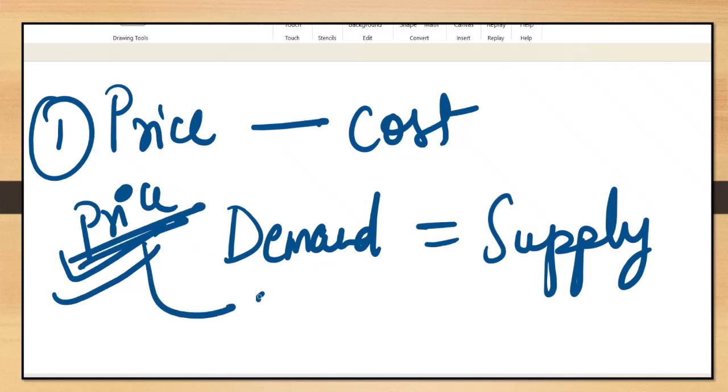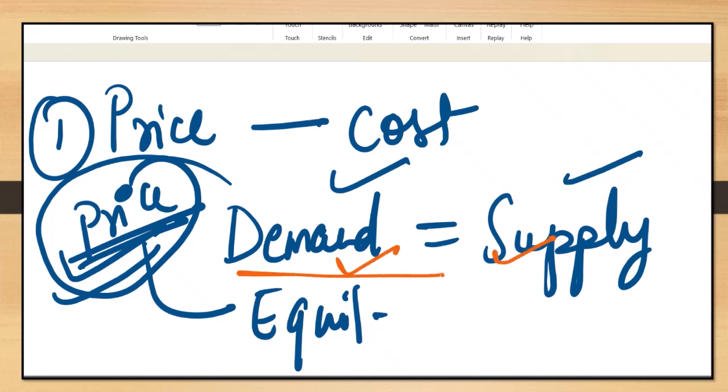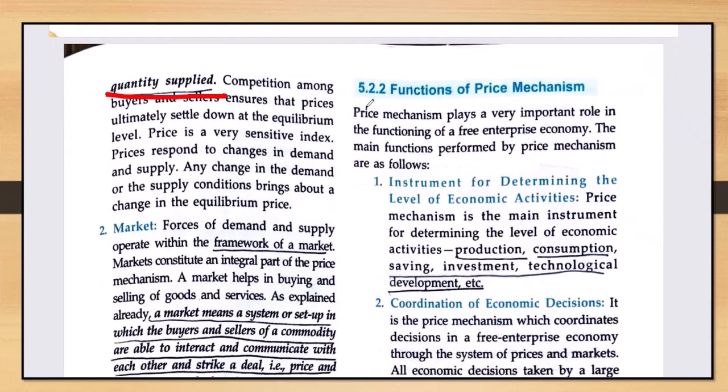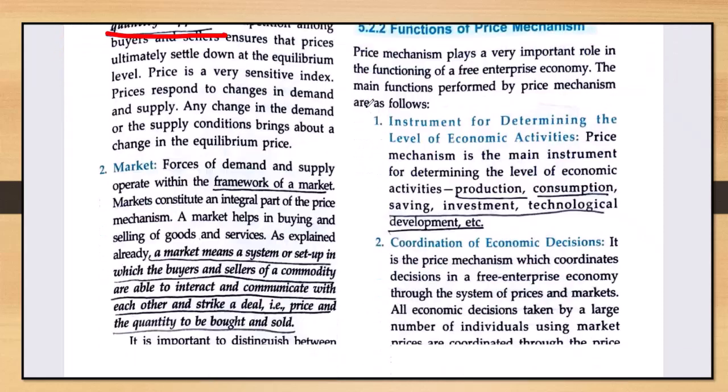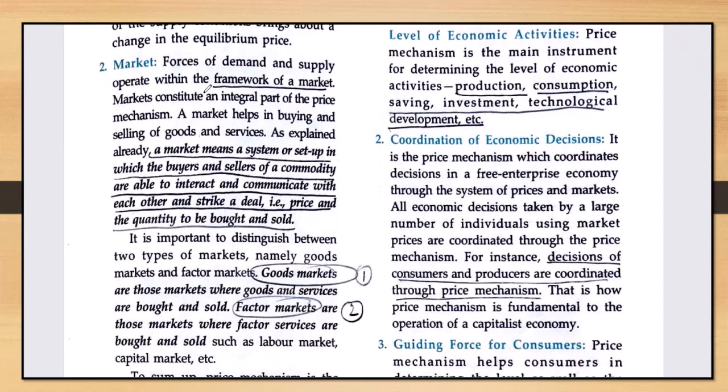And this price determined in the market is by the impersonal forces of demand and supply. So this entire process is known as price mechanism, where due to impersonal forces of demand and supply, when the demand becomes equal to the supply of the commodity, that is the price known as the equilibrium price for that commodity. And thus this process of determining price is basically the main concept of price mechanism. Now let's see the second part. What is market? Market forces of demand and supply we have seen.